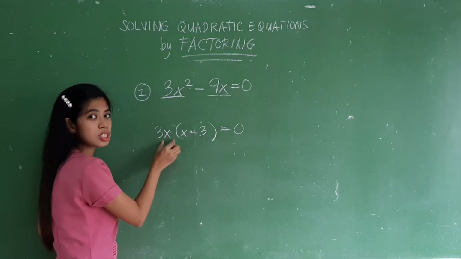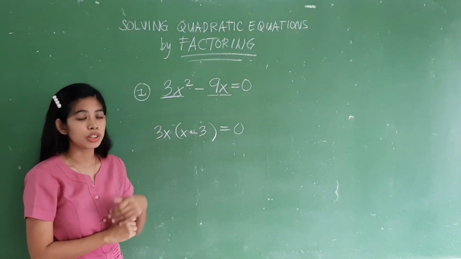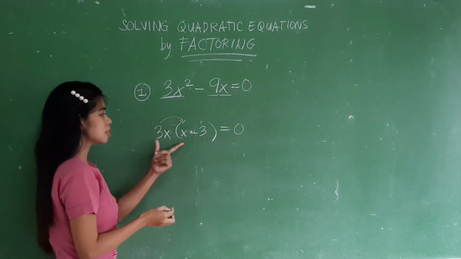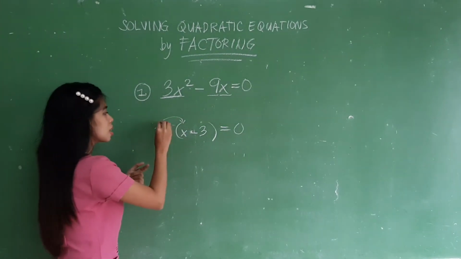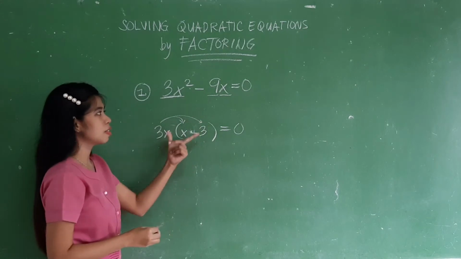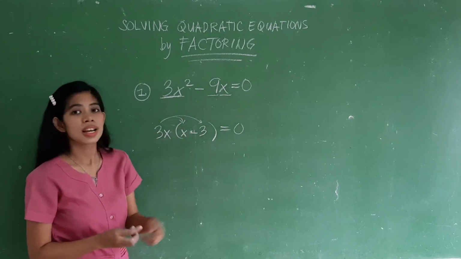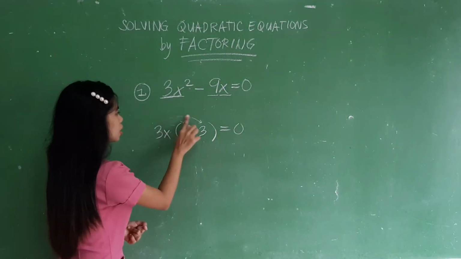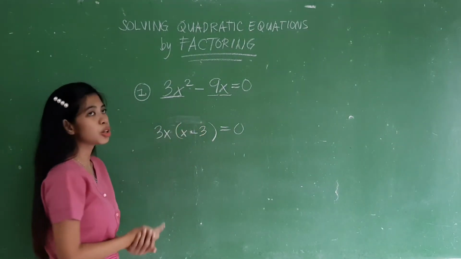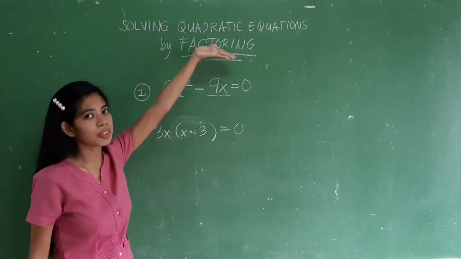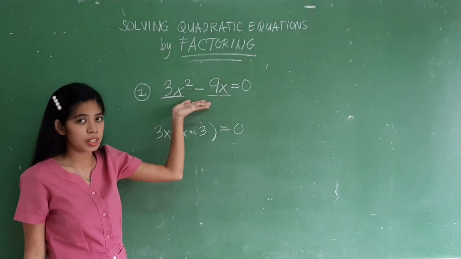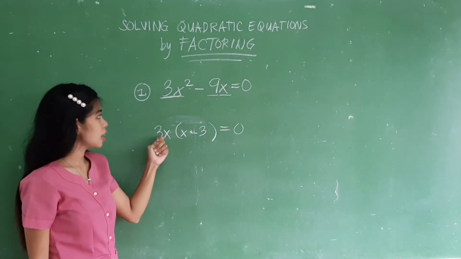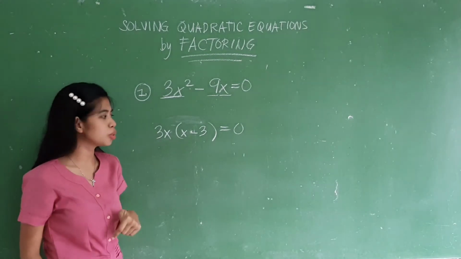Eliminating x because x is already a common factor. So, let us check. 3 times x is still 3x squared. 3x times negative 3 would give us negative 9x equals 0. Now, this is not yet the final answer because we are after solving this given quadratic equation. And if we are solving, we have to get values of x. So what are we going to do?